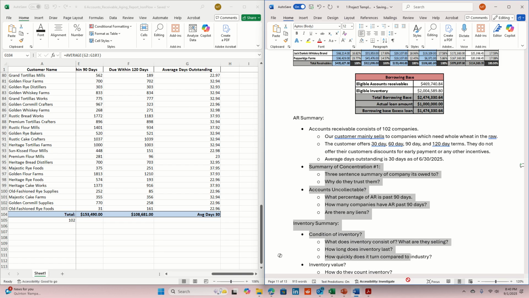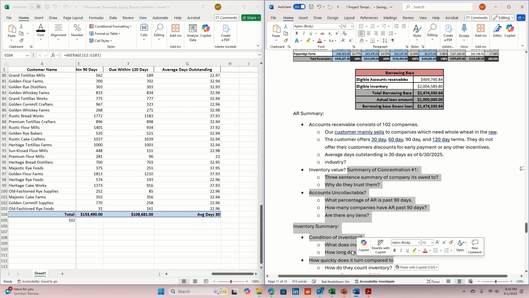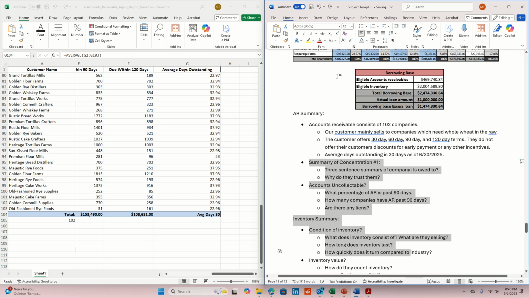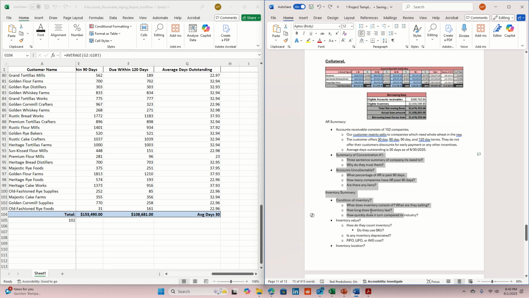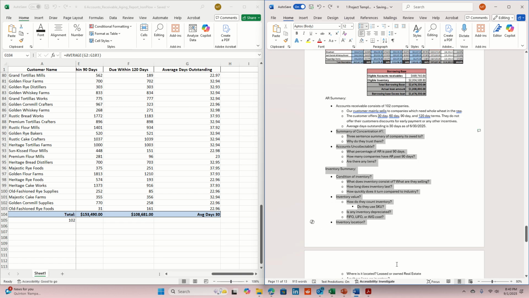Let's go ahead and highlight the rest of this so that we can know what we've done and what we haven't done. Undo that. Yeah, let's go ahead and highlight what we haven't done so that we know what we're gonna do.